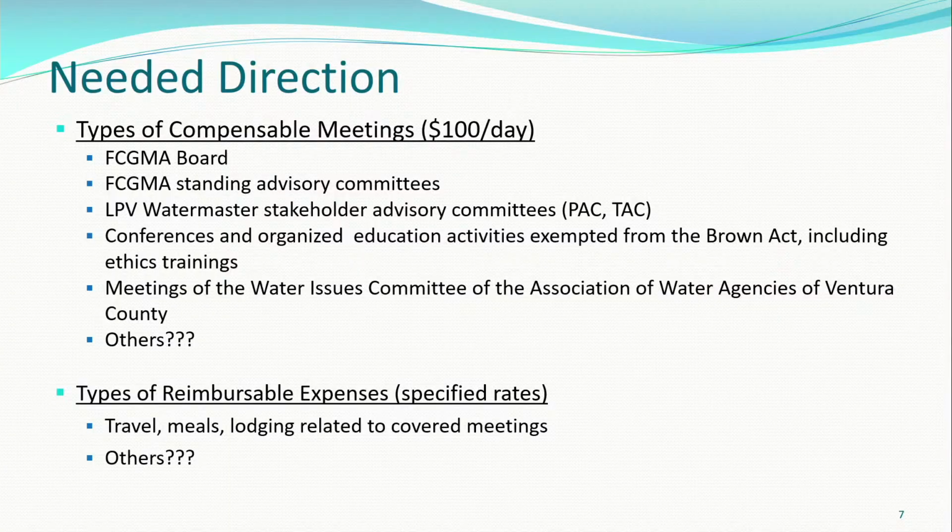So, on to the points of needed direction here. The types of meetings I said are GMA meetings, GMA committee or advisory committee meetings, the LPV stakeholder advisory meetings, certain ethics trainings that you guys will apparently attend, and meetings of the Water Issues Committee of the Association of Water Agencies of Ventura County. I included that one in the policy because you guys expressed interest in it at the last meeting, that being one of the compensable meetings. Are there others? There are.